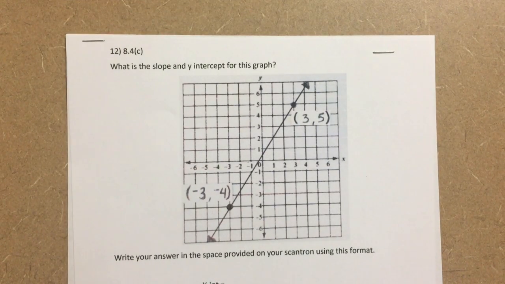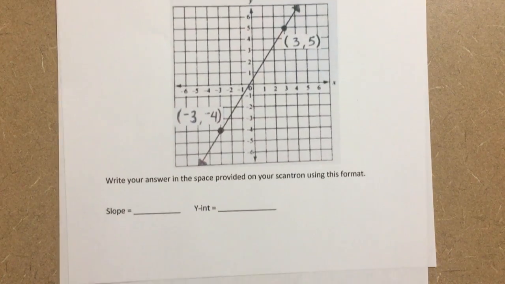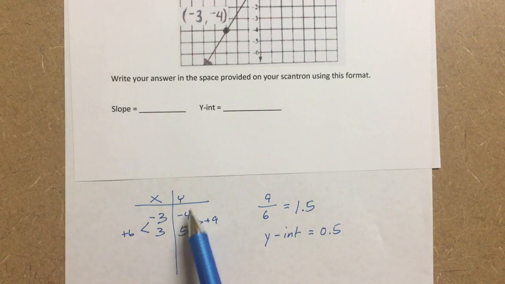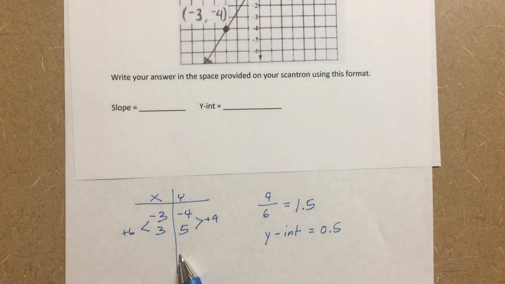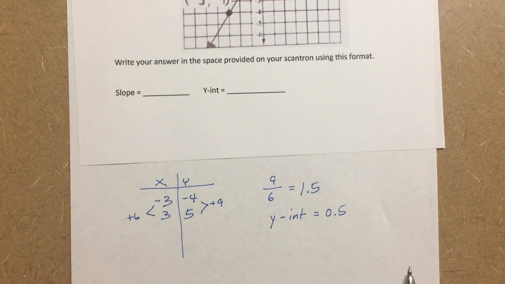Question number 12 is asking for the slope and y-intercept. This was one of the more frequently missed questions, but it has two values for x and y. So you simply need to make them into a table. -3, -4 I got straight from the graph, and 3, 5 I got straight from the graph. So I made them into a table.